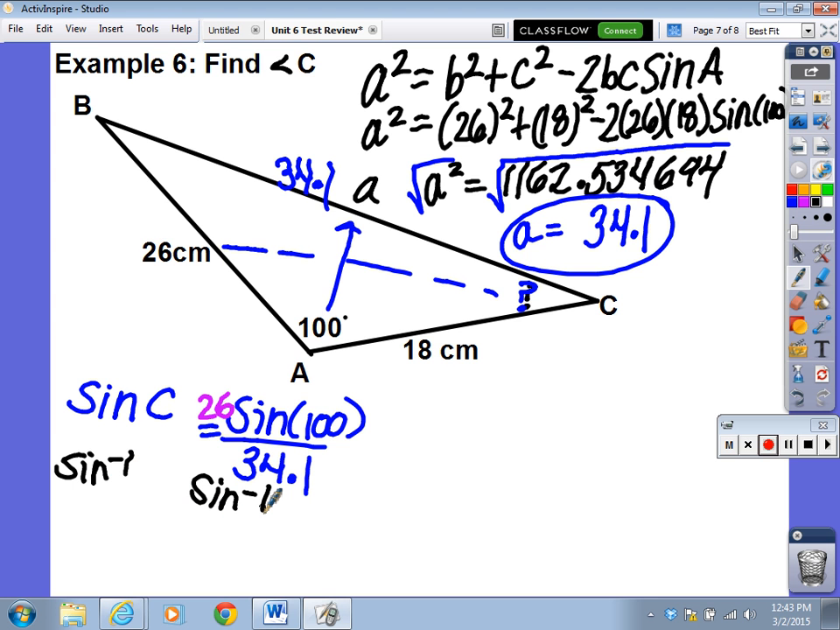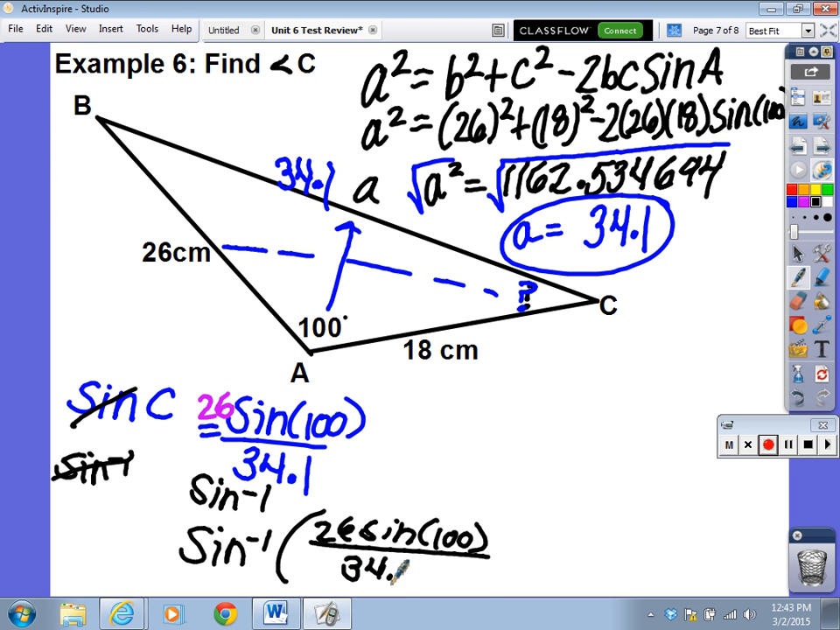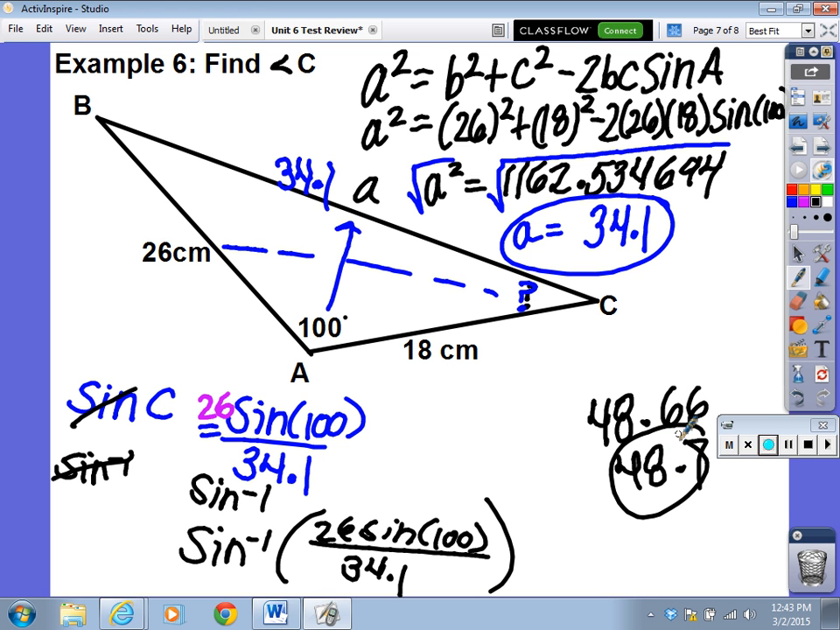Now inverse cancels out with sine. We have C is equal to the sine inverse of all that stuff. So you'll type that into your calculator: sine inverse of 26 sine of 100 divided by 34.1. Then let's round to the nearest tenth. What did you get? 48.66. So 48.7. We got that angle C is 48.7.